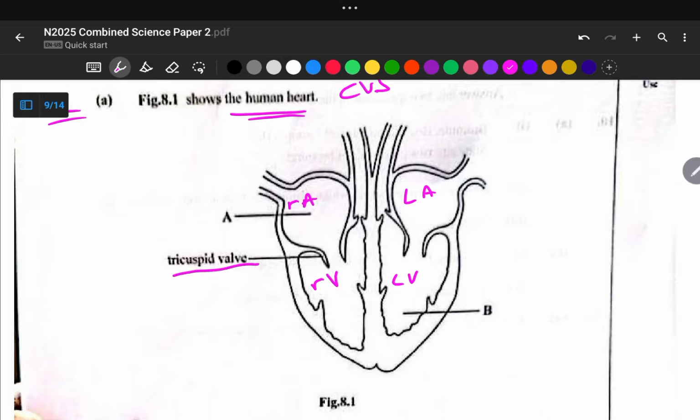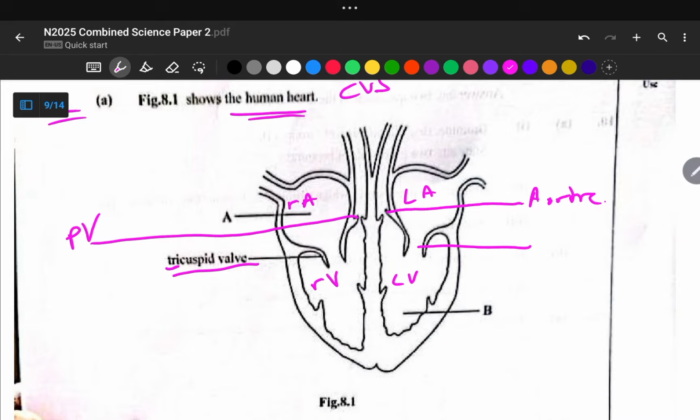This one is the tricuspid valve. Tri means 3, right? So we have tri and then we have bi. This one is what we call the pulmonary valve. And then this one is what we call the aortic valve. And then this one is what we call the mitral valve or the bicuspid valve. So bi means 2. We need to have 2 leaflets here, and then here we need to have 3, right? So there should be another leaflet here, right?